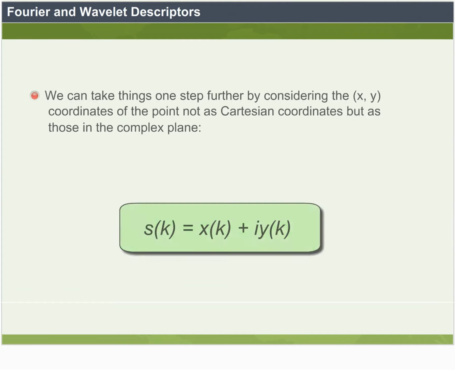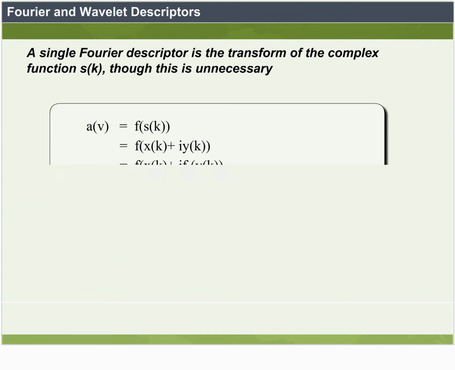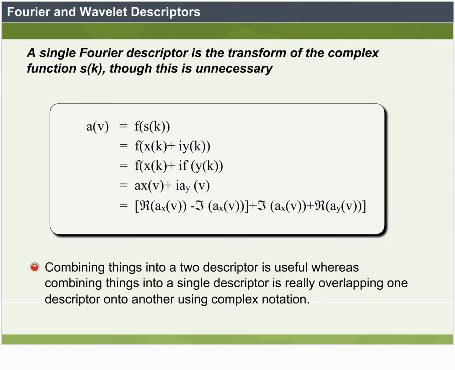A single Fourier descriptor, which is the transform of the complex function s of k, in a sense, though this is unnecessary. Combining things into a single descriptor instead of two is useful, but it's really only folding one descriptor onto another using complex notation.